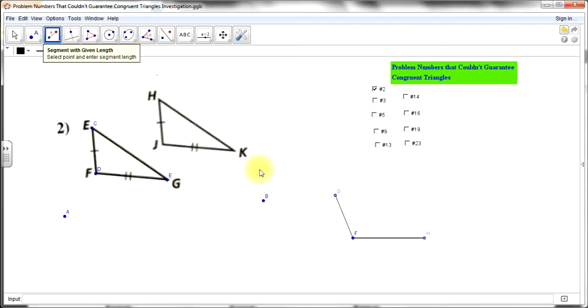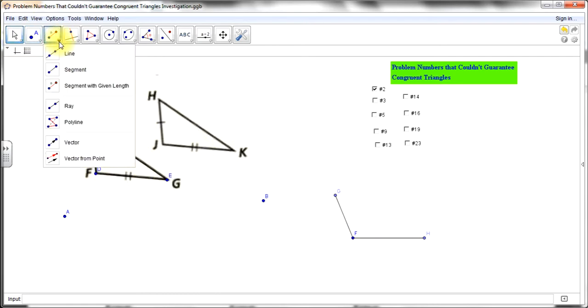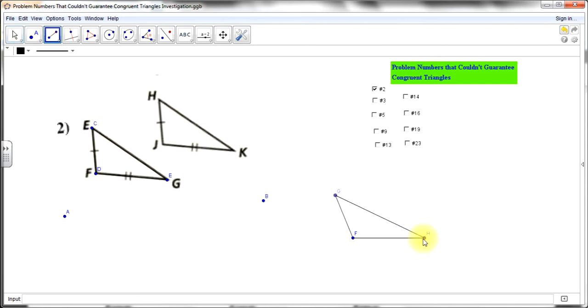Okay. So now I have a triangle here that has a segment congruent to this segment and a second segment congruent to this segment here. Now the last thing I'm going to do is grab my segment tool again, just the regular segment tool, and finish off my triangle by clicking on the endpoints. So now I have a triangle here that looks like it could be congruent to this triangle, okay, based off of the given information. But watch what happens here.